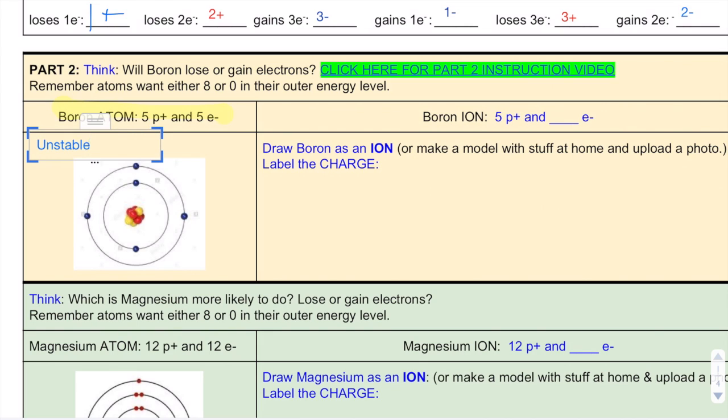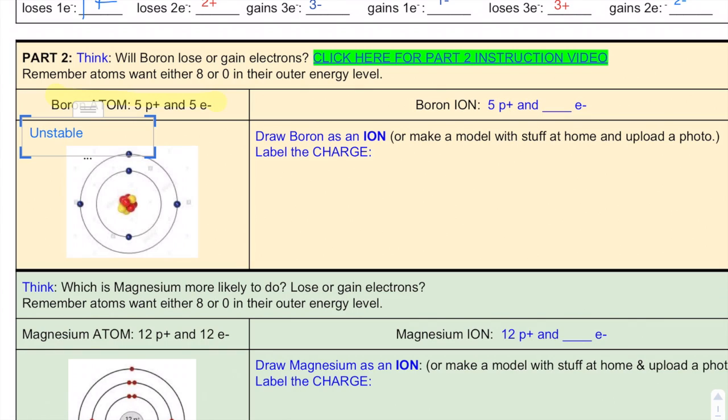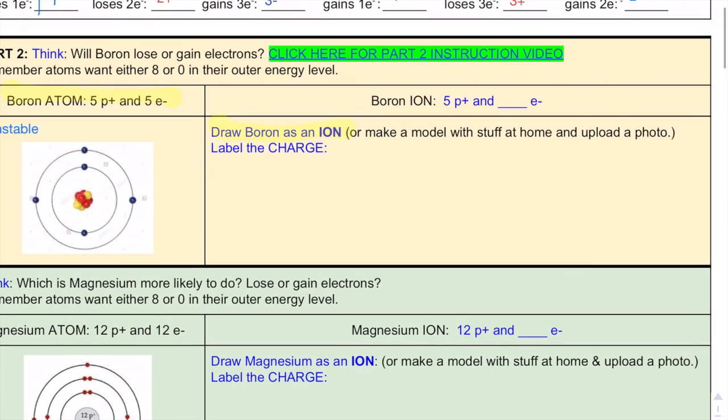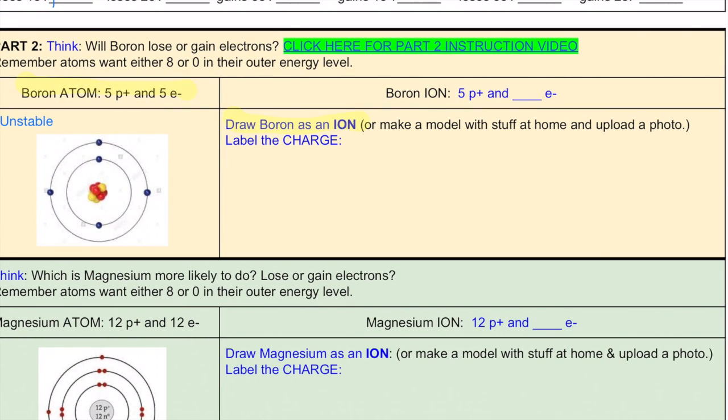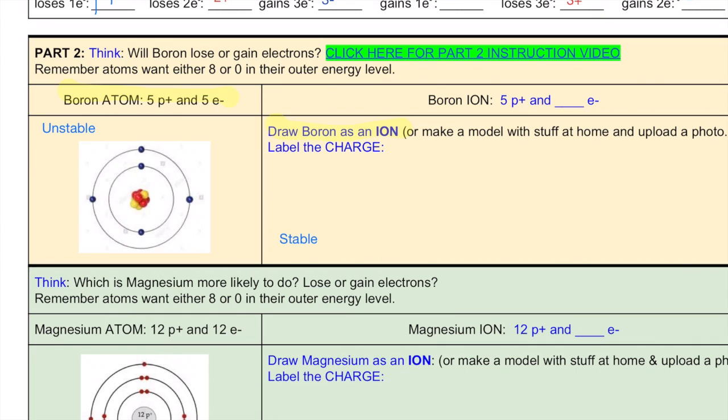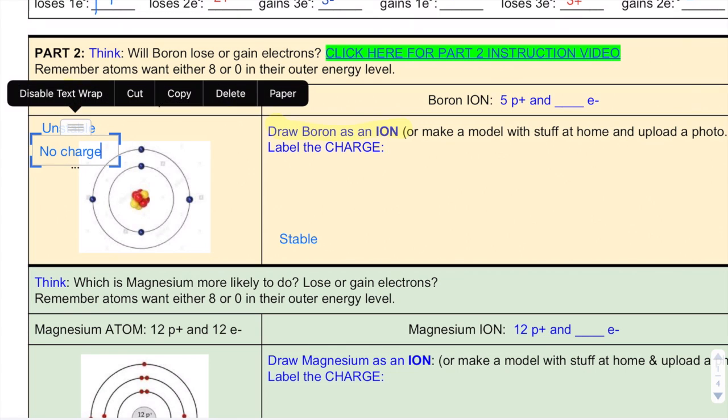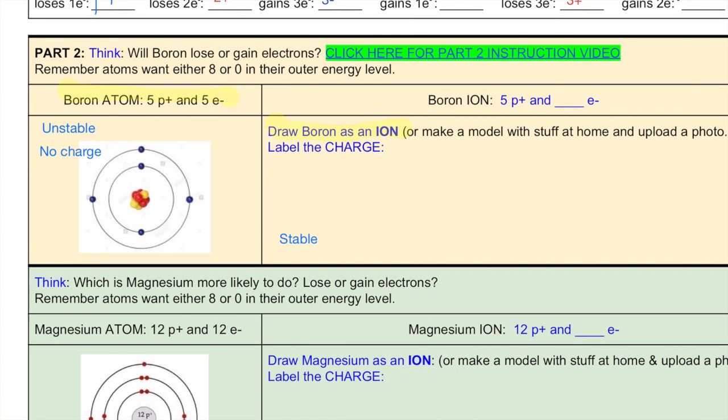And over here in this area on the right, they want us to draw boron as an ion, and ions are stable because the atom will lose or gain in order to become stable. So over here, we're going to draw the stable ion, just to keep that straight. On the other hand, atoms do not have a charge because they have equal protons and electrons. So in this case, this atom is unstable, but it has no charge. We're going to draw the ion, and it will have a charge.